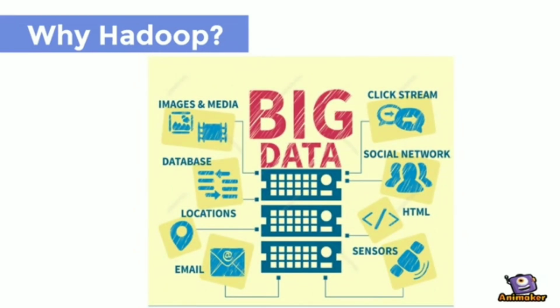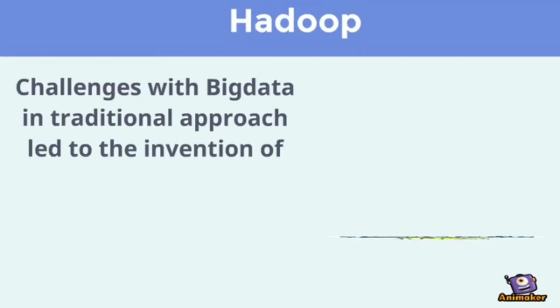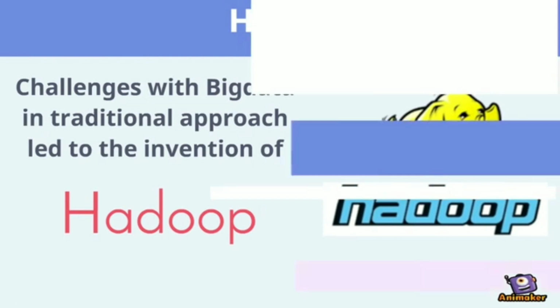Big data refers to the large, diverse set of information that grow at ever-increasing rates. Big data often comes from multiple sources and it will be in multiple formats. To store and process this big data is a big problem. We need to think of other technology other than RDBMS for storing big data. It is because that RDBMS is capable of storing and processing only structured data. The challenges with big data in traditional approach led to the invention of Hadoop.